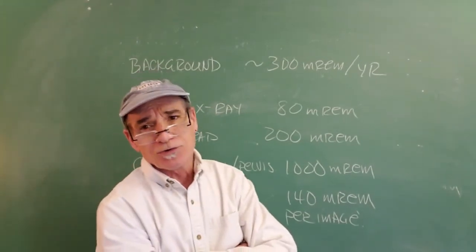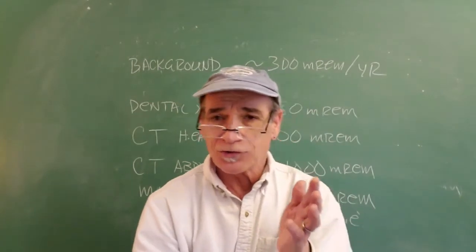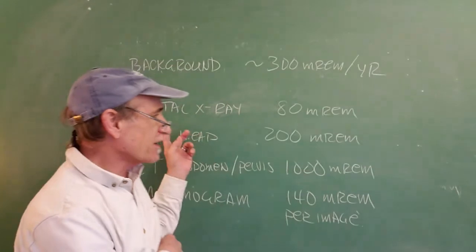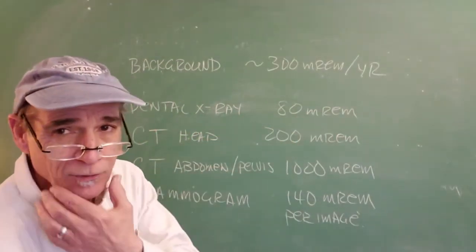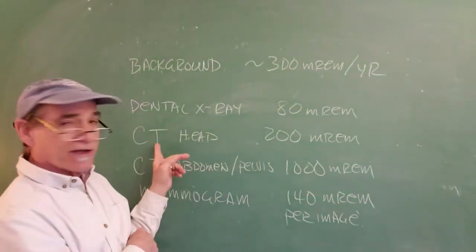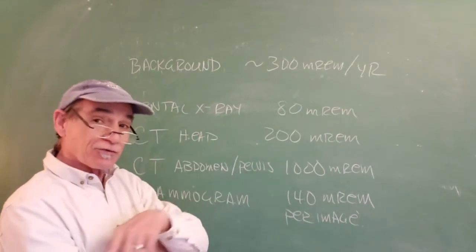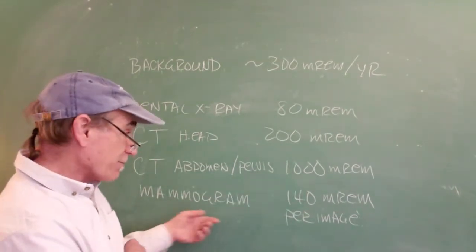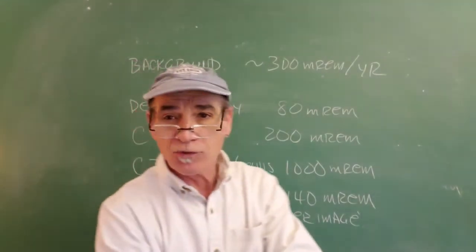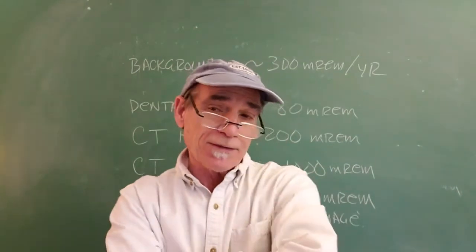But then again, we do a lot of medical images and X-rays, and so naturally there's medical exposure. For instance, like a dental X-ray, about 80 millirems for those bite wings. A little less if they do the panoramic thing. 200 millirems for a CAT scan of your head, and a CAT scan of your abdomen and your pelvis about 1,000 millirems. A mammogram, 140 millirems for every image. So you can see that it can accumulate. And it wouldn't be hard to approach that 5,000 millirem limit.